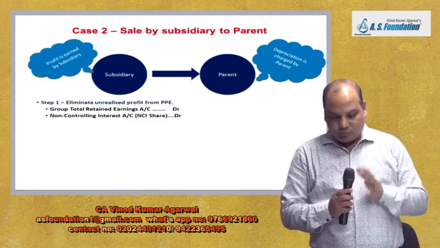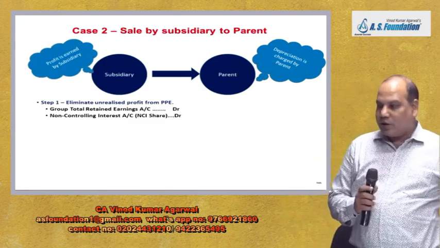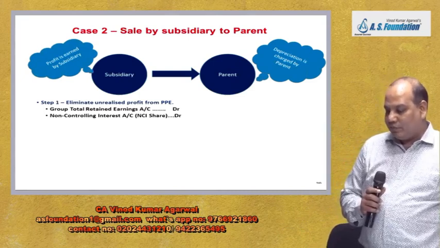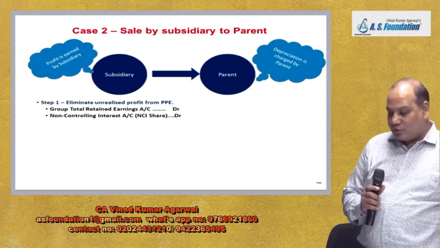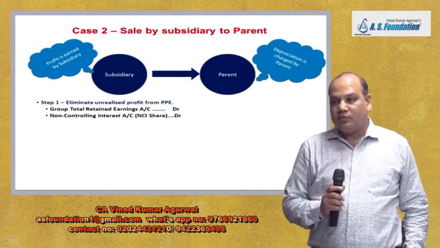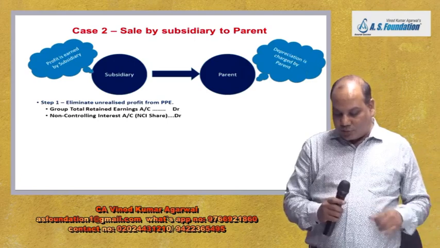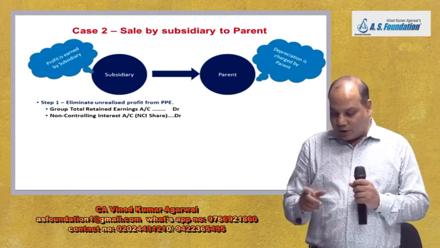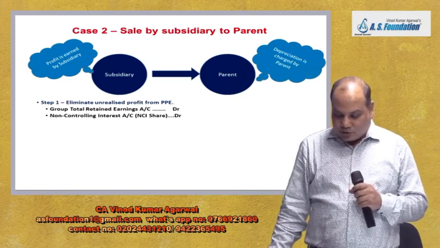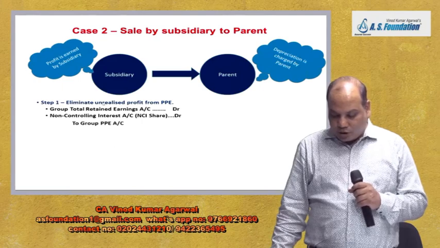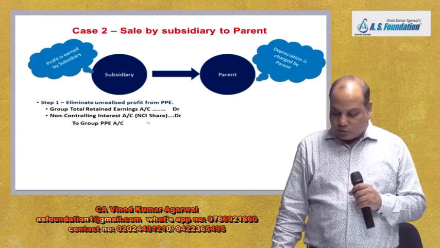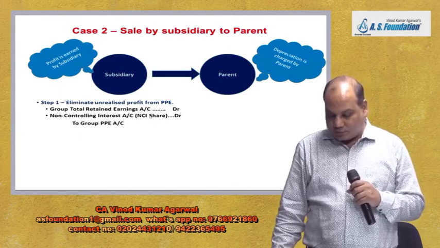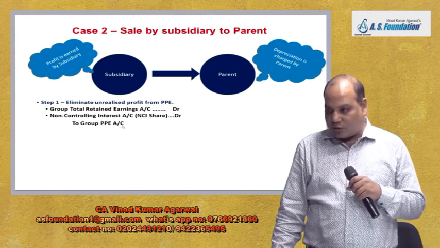Second example. Sale by subsidiary to parent. Who has sold to whom? Subsidiary to parent. So where is the profit sitting? Subsidiary's book. Who enjoys the profit of subsidiary? Parent and NCI. So this time I am going to reduce parent share from the group total retained earning, and I am going to reduce the NCI to the extent of NCI share to group PPE account.